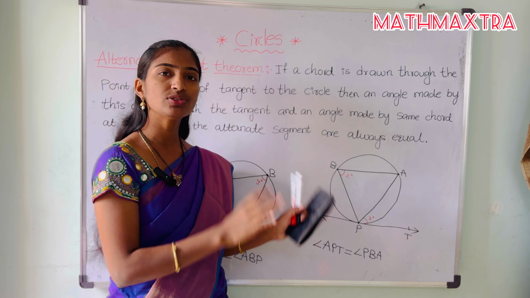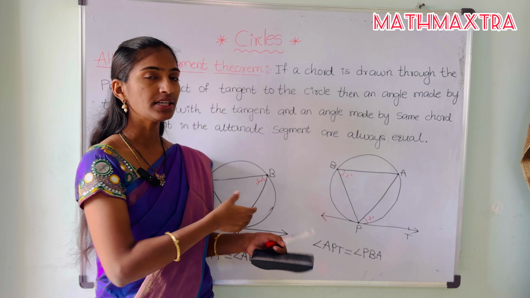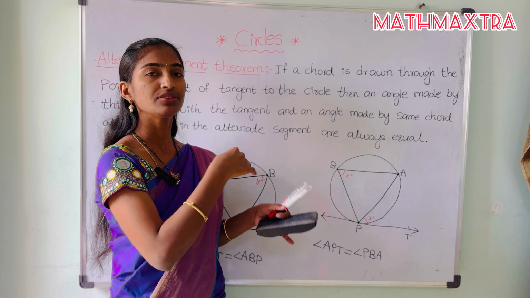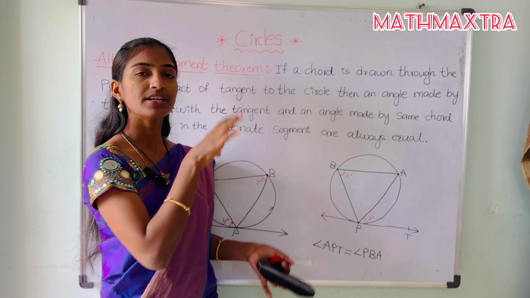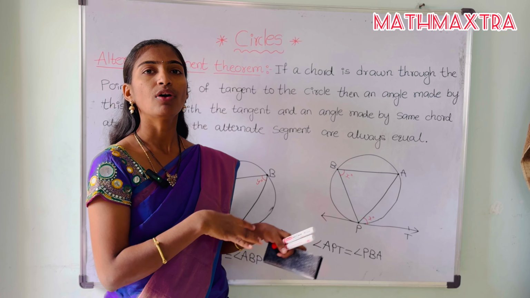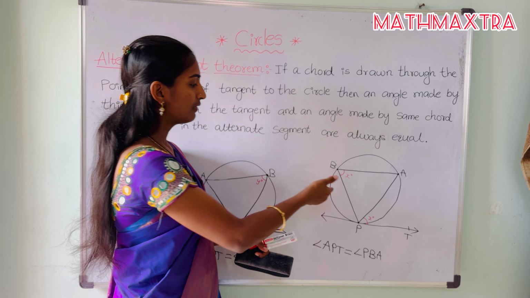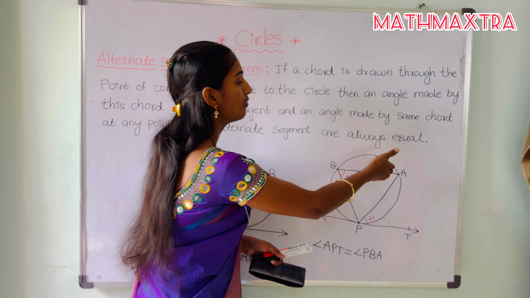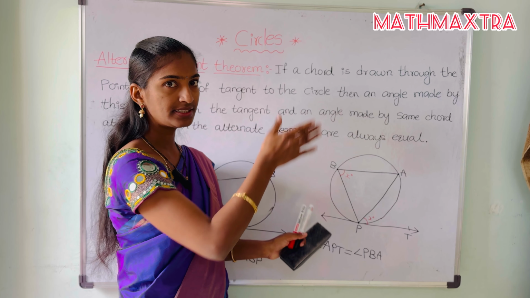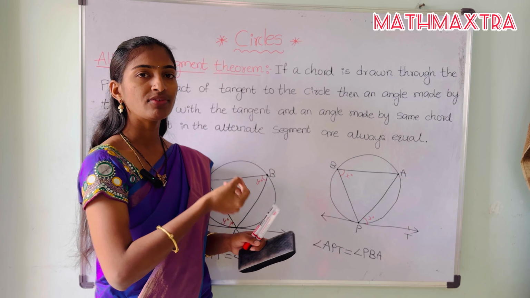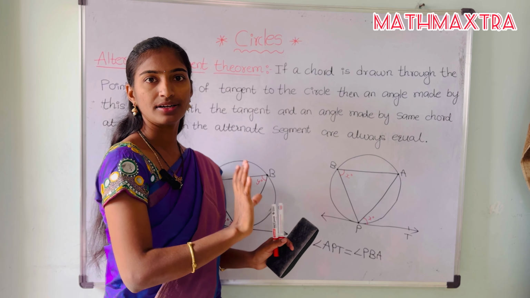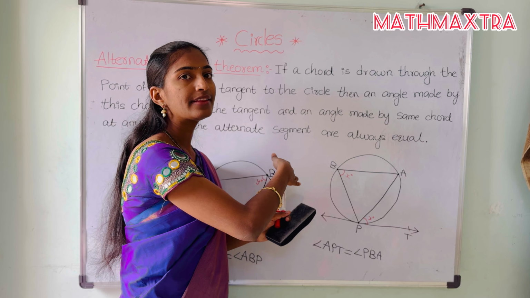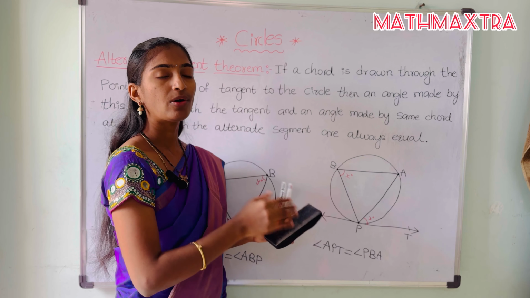See, in the alternate segment theorem, it is given that the line is a tangent to the circle, and from that point of contact we have drawn one chord. But in the converse, this can be any line drawn from one end of a chord. He has drawn one line at one end of the chord, and that chord makes an angle in the other segment equal to the angle with this line.